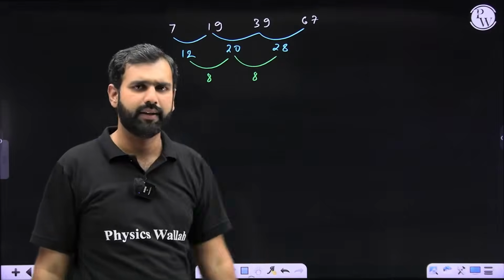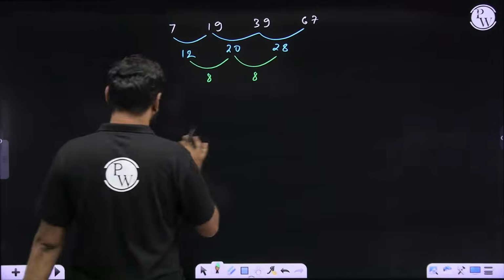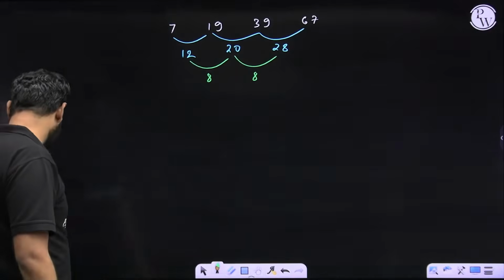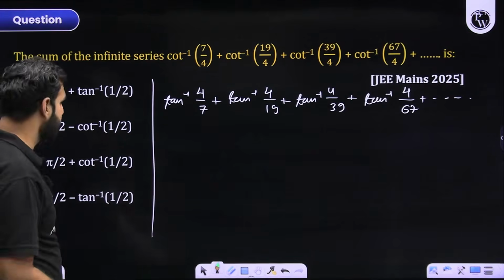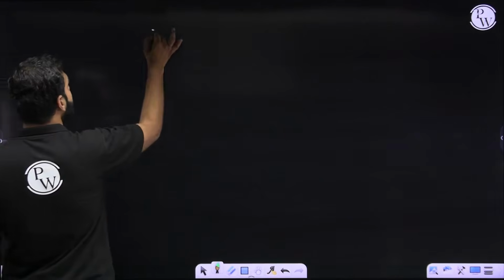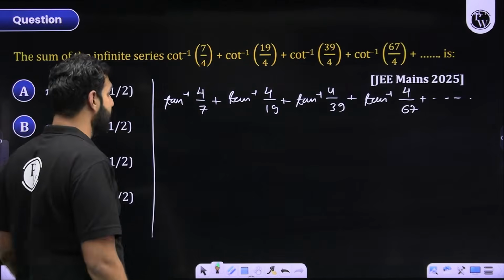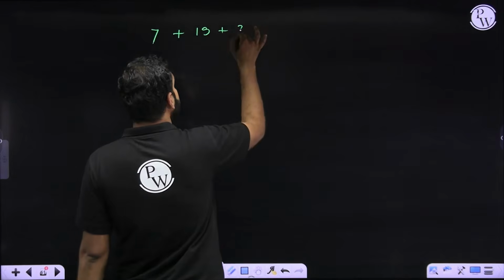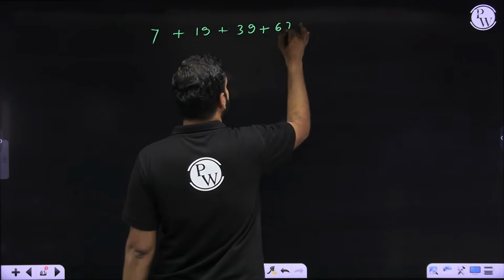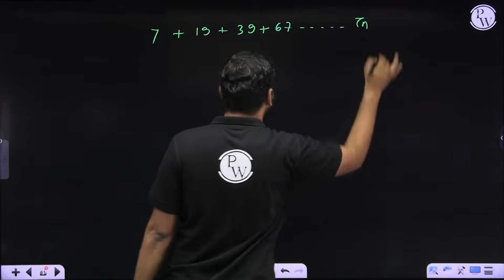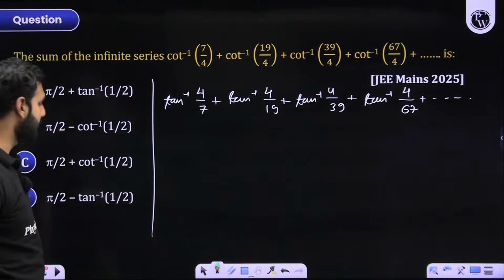So how do we do that? I'll use the method of difference. So here, 7, 19, 39 and 67. How did I verify that? That part is very well understood by you all. So I have the number 7, then plus 19, then the next number 39, and then the next number is 67, and so on. That's how I'll have the nth term: 7, 19, 39 and 67.